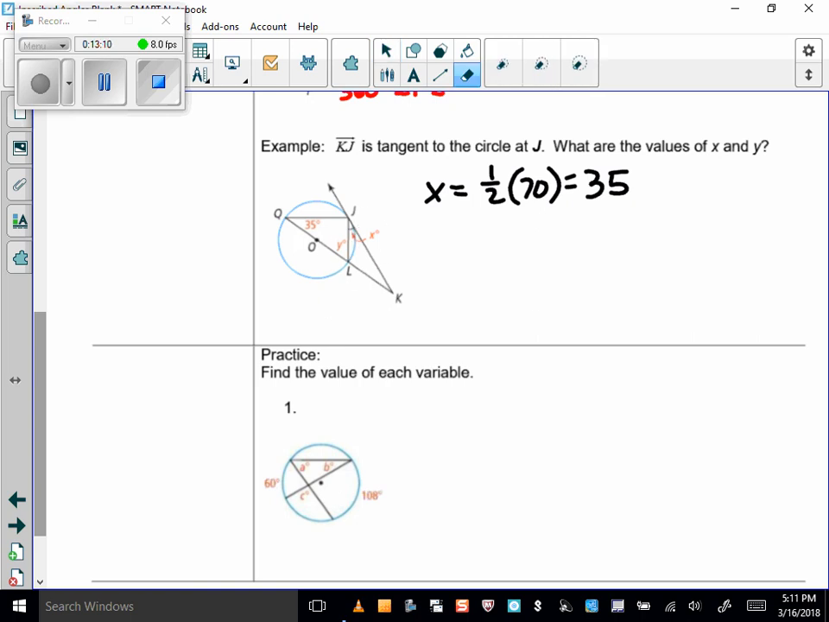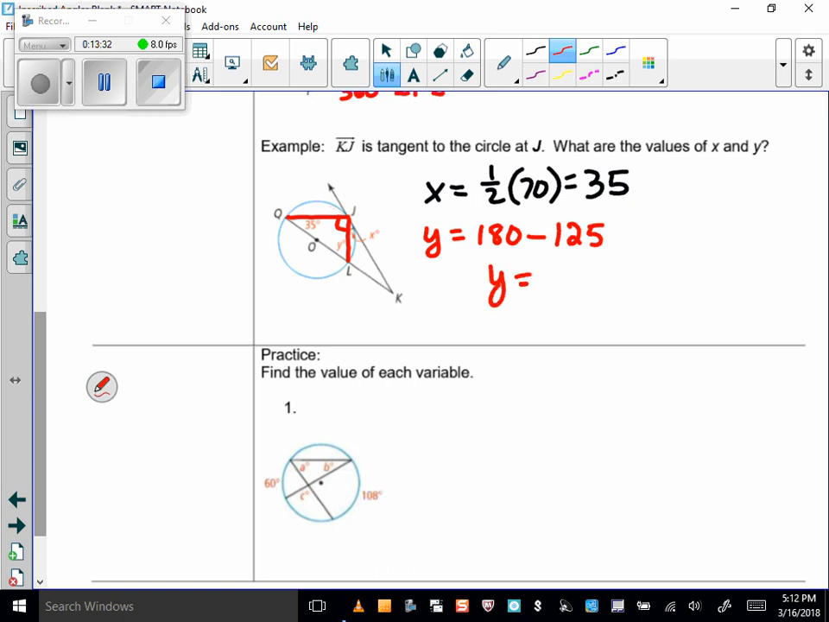And what do we need now? We need Y. Oh, look at this. This little angle right here is inscribed in a semicircle, right? So that means this is 90. So Y is going to be 180 minus the sum of the other two. So 125. So Y is going to be 55. And it's already got the degrees, so we don't have to put that.